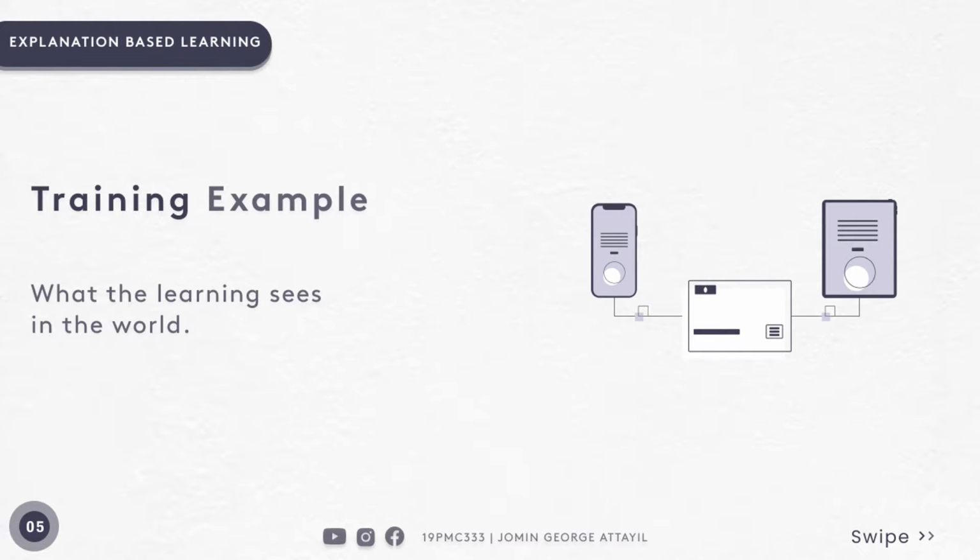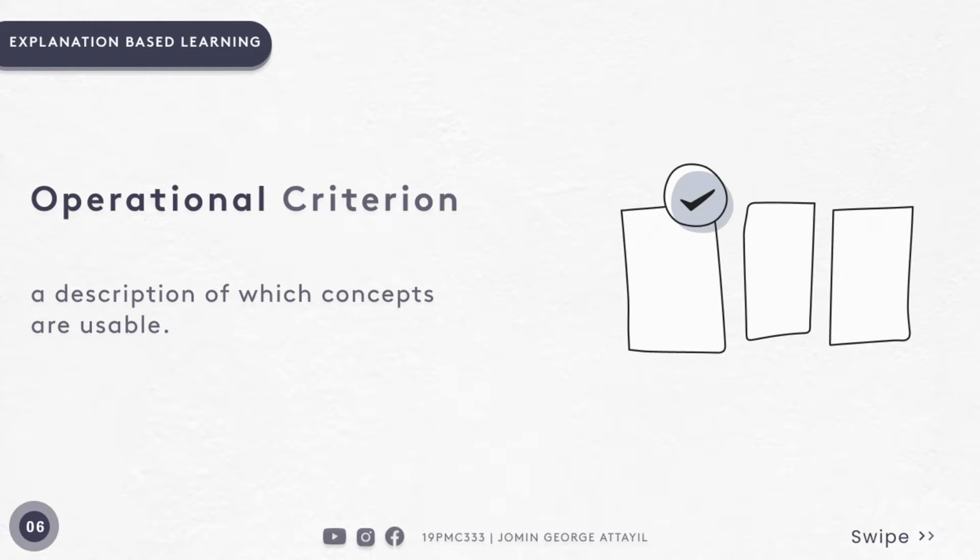The next one is training example. Training example is what the learner sees in the world. That is called training example. So a collection of examples will be there and we are going to learn from the examples. Next one is operational criterion, which is otherwise called facts, a description of which concepts are usable. That is called operational criterion. We are going to observe only the usable concepts.